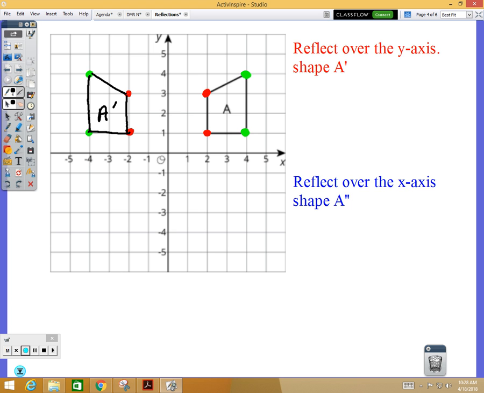Now we are going to flip it or reflect it across the x-axis. Why don't you try doing that yourself right now? Try reflecting that over the x-axis. What quadrant is that going to go into? Quadrant 4. Okay.